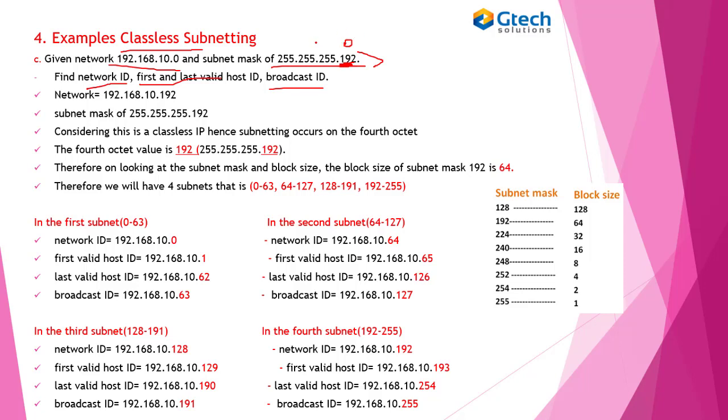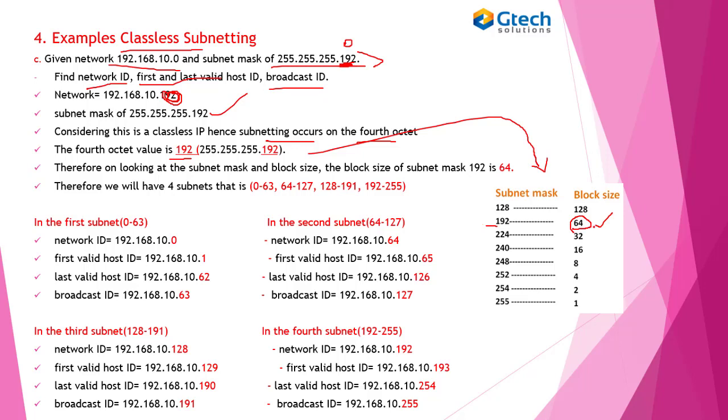in a classful IP address under class C, the last octet should be 0. But when it has some values more than 0, it tells us that the network portion has borrowed some bits from the host part. So we classify it as a classless IP address. So this is the subnet mask. Considering this is a classless IP, subnetting occurs on the fourth octet. The fourth octet contains a value of 192. Then, referring to our block size subnet mask table, 192 has a block size of 64. This is very direct.